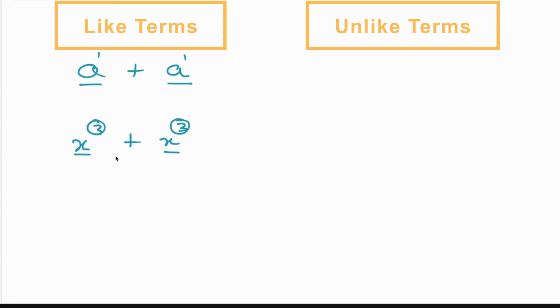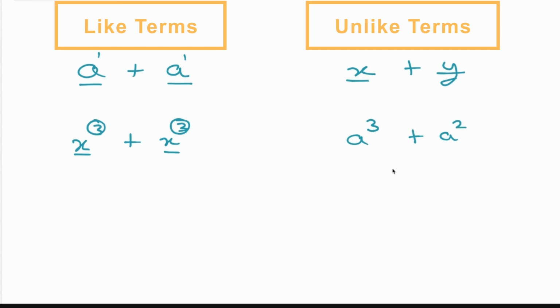Now what is not considered a like term would be something like this: x plus y. Now you can see that they are both different pronumerals and hence they are unlike terms. Another example for an unlike term would be something like a cubed plus a squared.